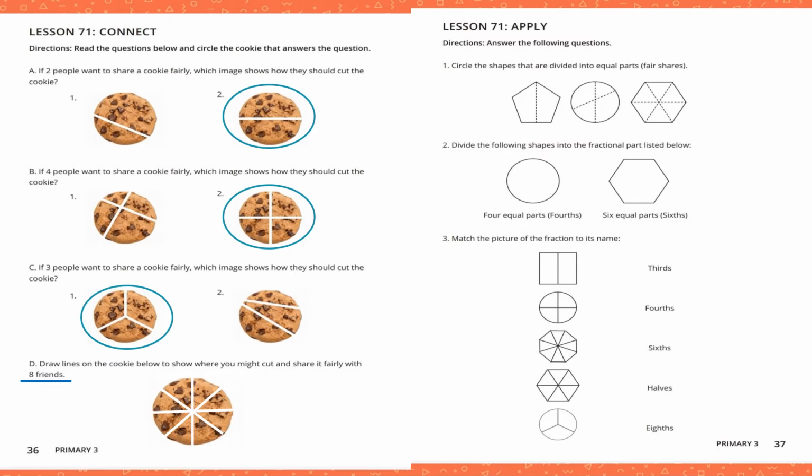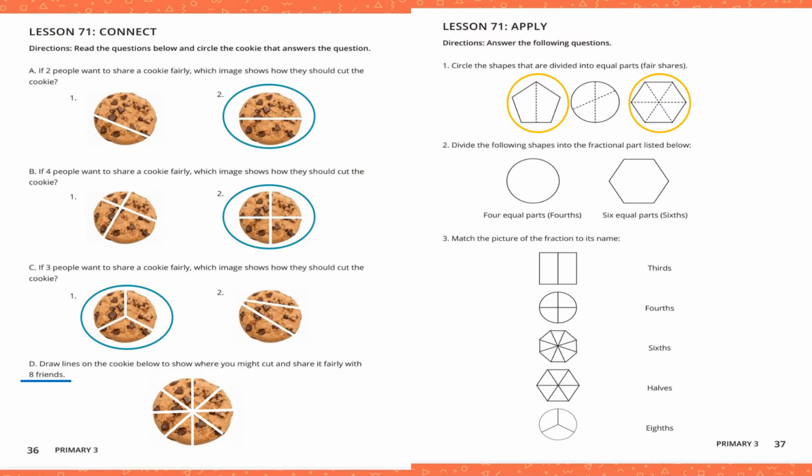Let's go to the apply part. Answer the following questions. Circle the shapes that are divided into equal parts, fair shares. Fair shares means equal parts. So, the first shape here, do I have equal parts here? Yes. The second shape, do I have equal parts here? All parts are equal or not? No, they are not equal. The third shape, yes, they are equal parts.